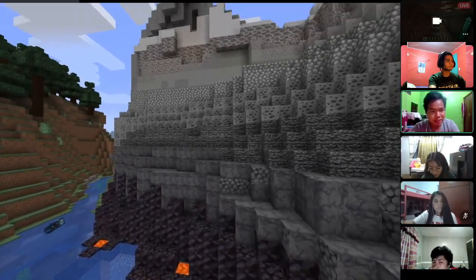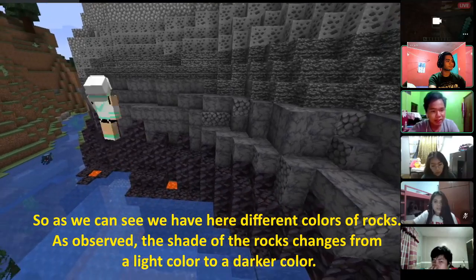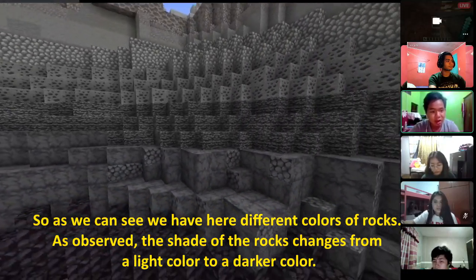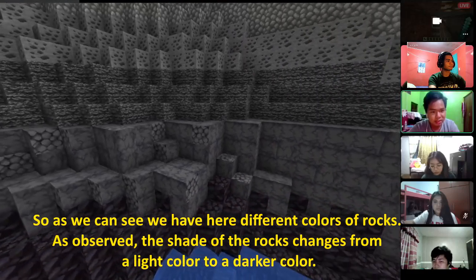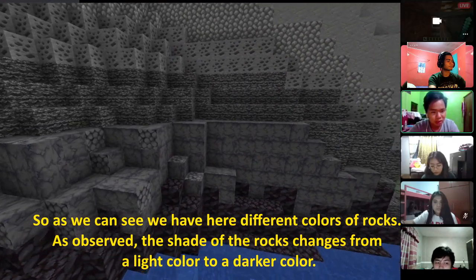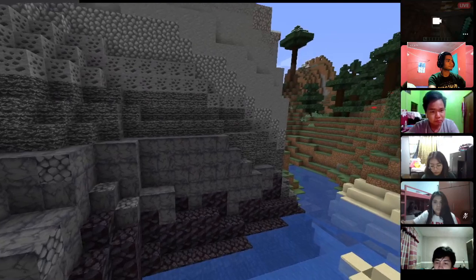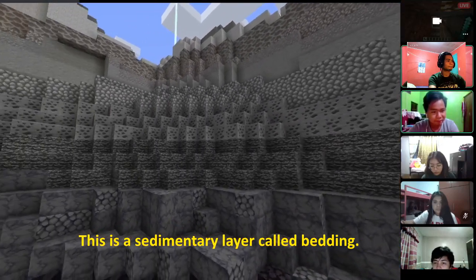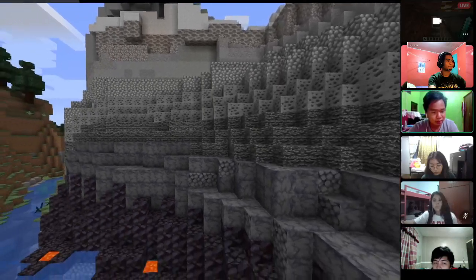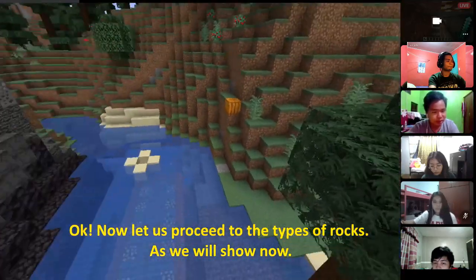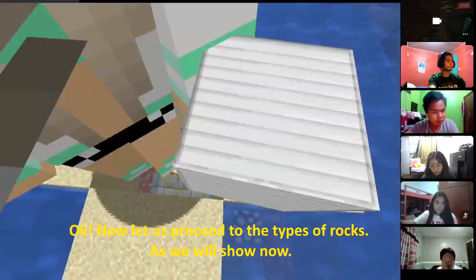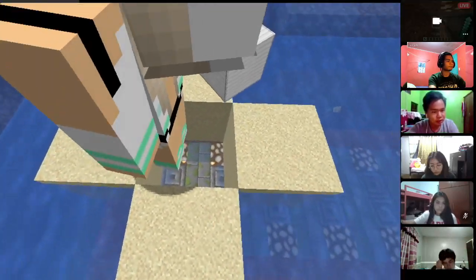As you can see, we have different colors of rock here. As observed, the shade of the rocks changes from a light color to a darker color. This is a sedimentary layer, or bedding. Okay, now let us proceed to the types of rocks as we will show them now.